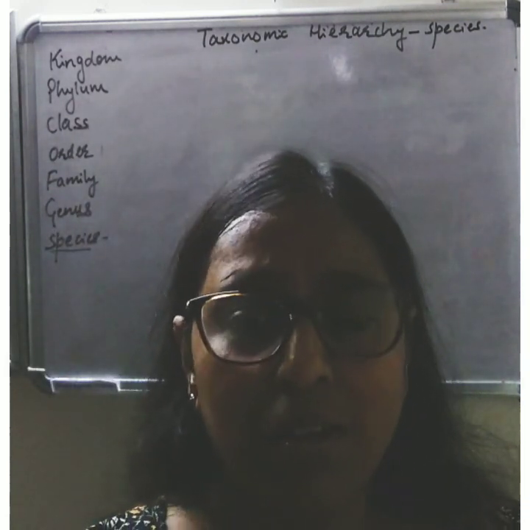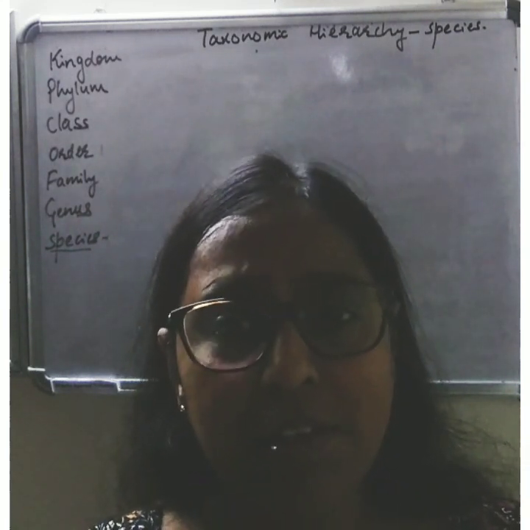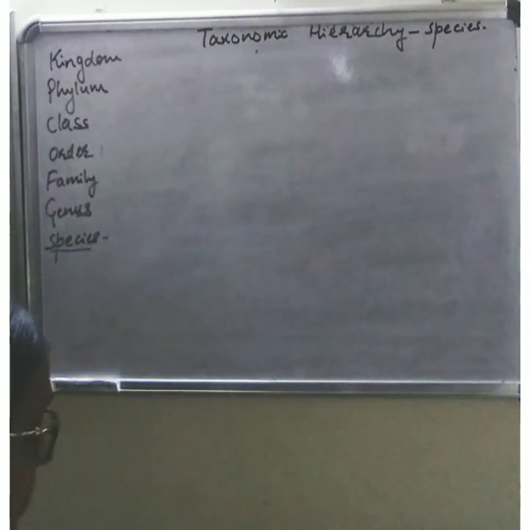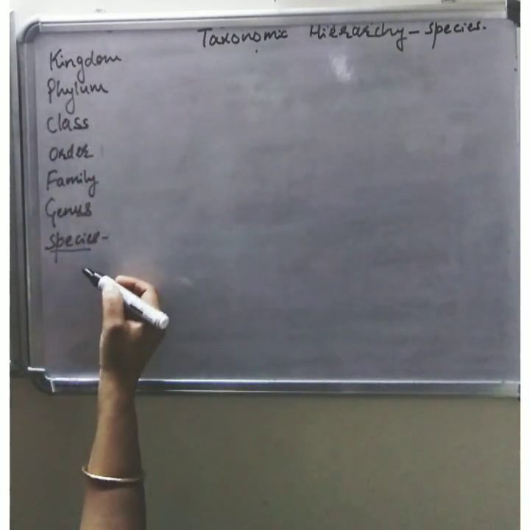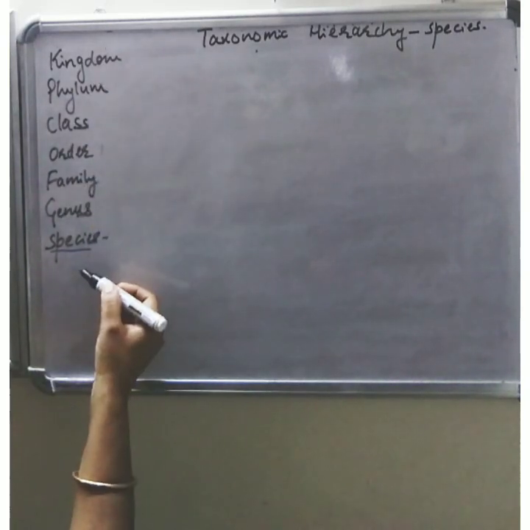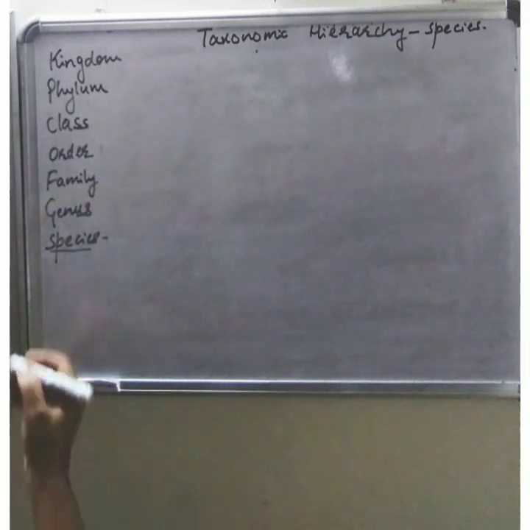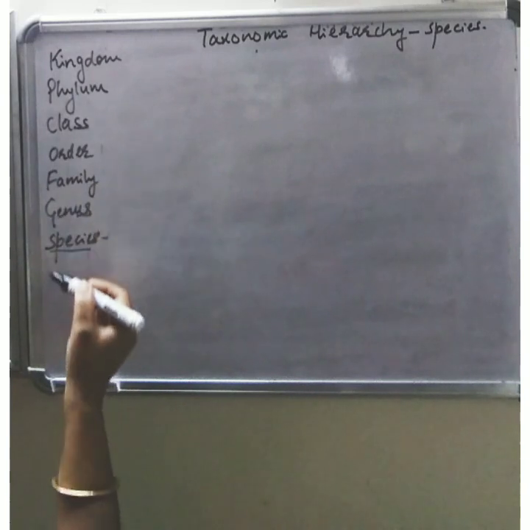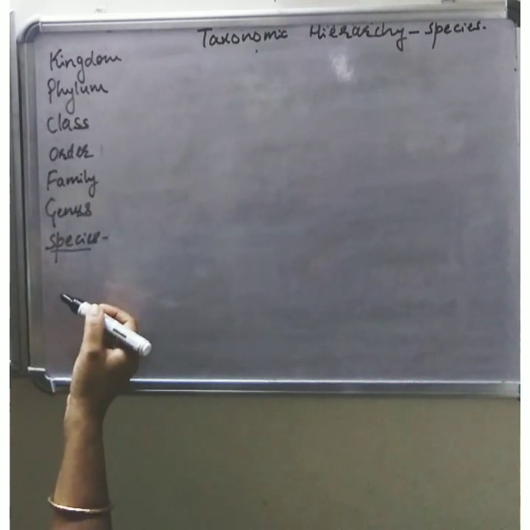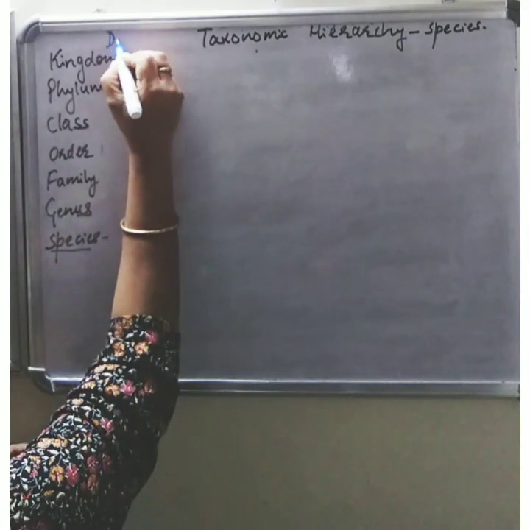Today we will learn about taxonomic hierarchy and the species in detail. The taxonomic hierarchy consists of all the taxons laid down in a sequence. This sequence can be either ascending or descending. I have placed this in the descending order.